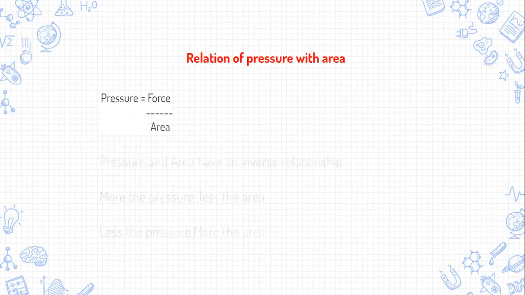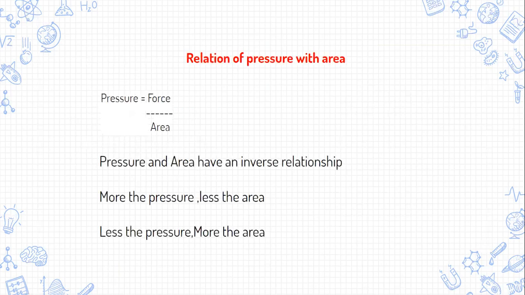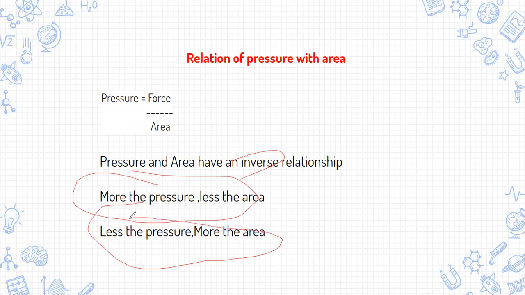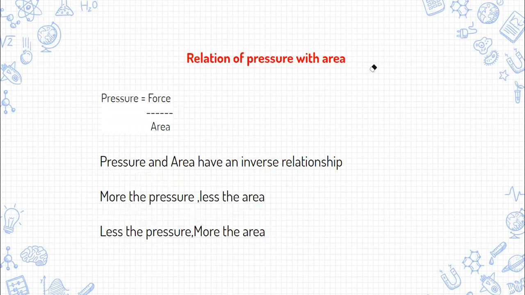As pressure is force upon area, the more the pressure, the less the area. It has an inverse relationship. So more the pressure, less the area; less the pressure, more the area. We saw this in the previous class, and now we are going to learn about atmospheric pressure.